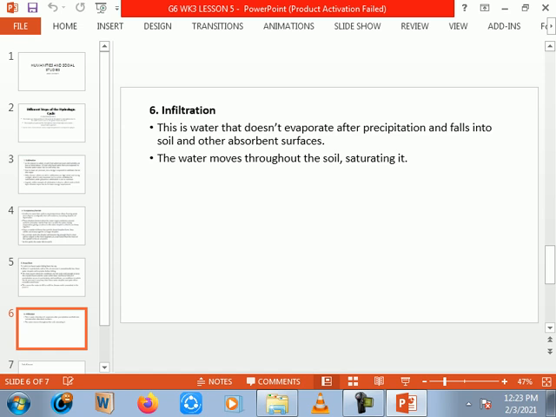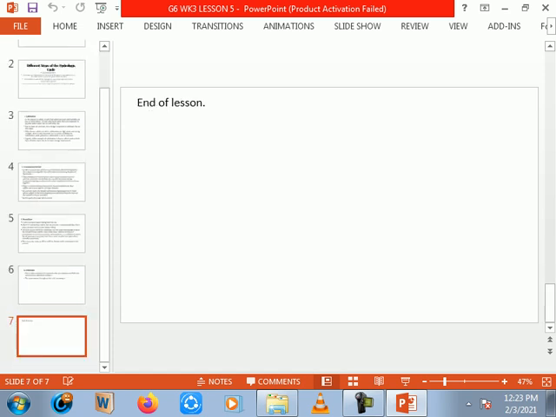So, good learners, this marks the end of our lesson for the day. It doesn't mean that we are done with the steps. The steps are so many that take place in that hydrologic cycle. So in our next lesson, we shall finish all these steps. But for today, let us stop here.